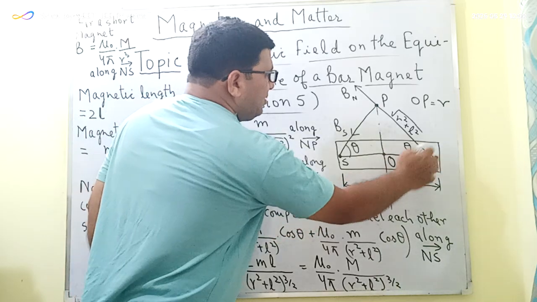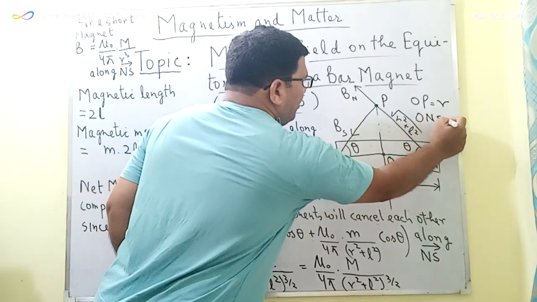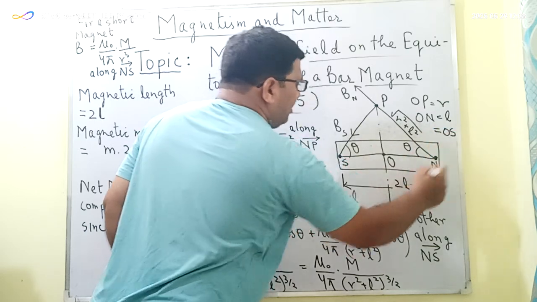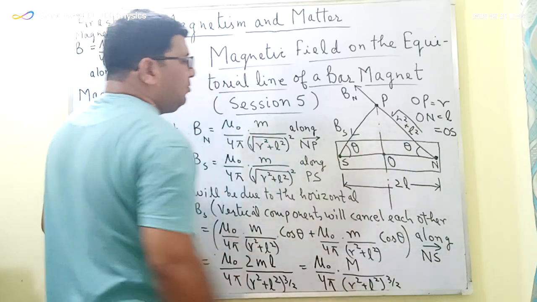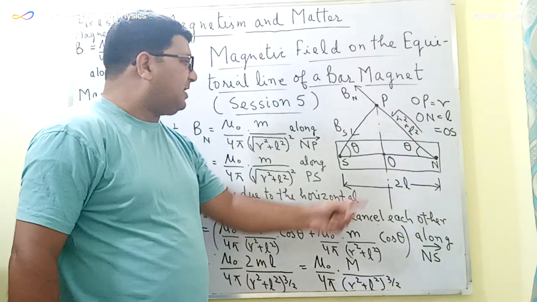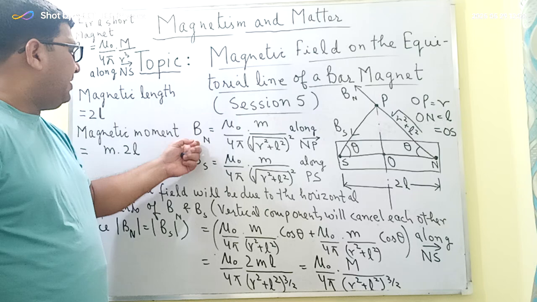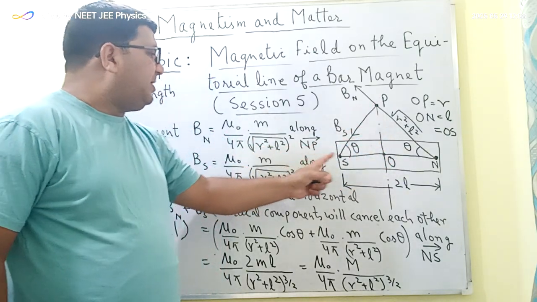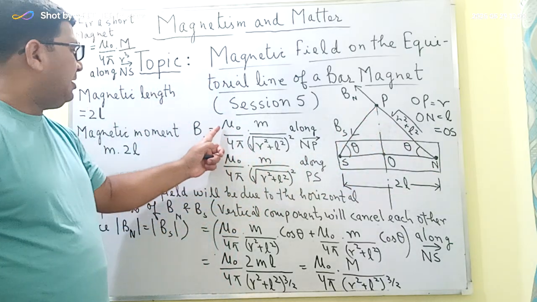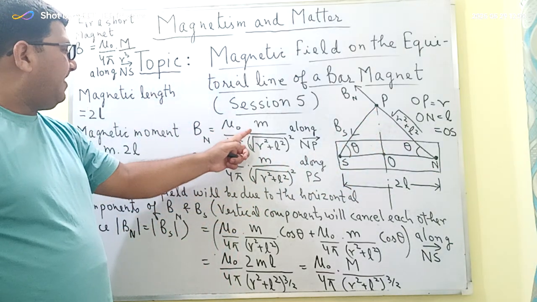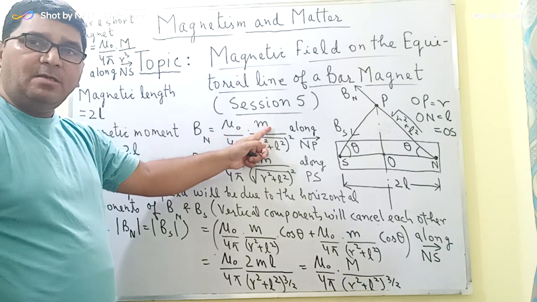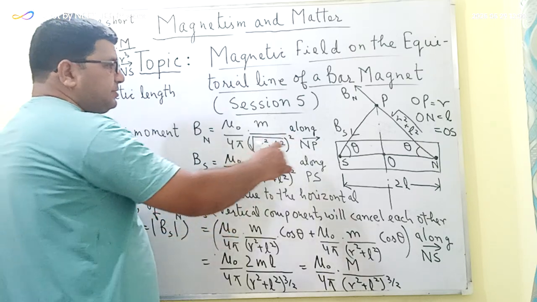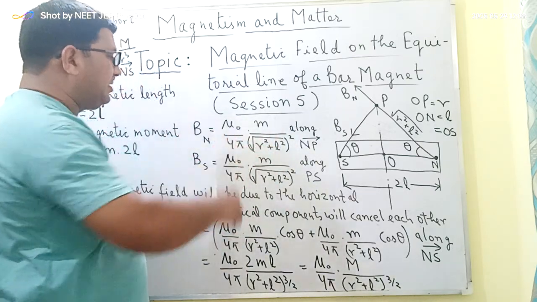So ON will be equal to L, and this is also equal to OS. So this is L, this is R, so NP will be equal to under root R square plus L square. So the magnetic field due to the north pole at this point P will be directed from N to P, and its value will be equal to mu naught upon 4 pi into M, M is the pole strength, divided by the distance whole square. So this is equal to under root R square plus L square whole square.